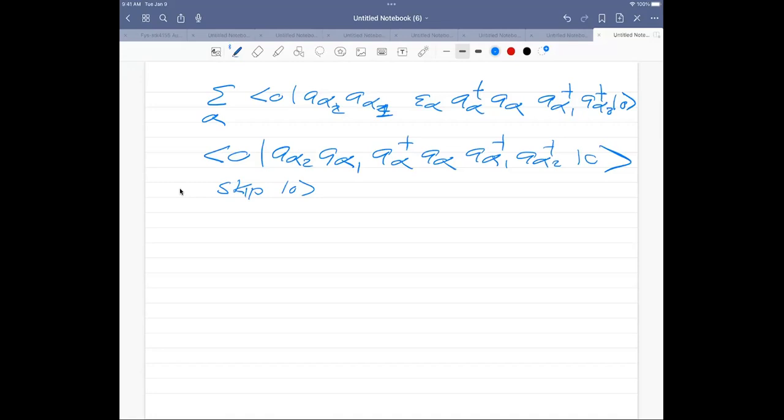So that means that I can now rewrite this expression, A alpha 2, A alpha 1, and then A alpha dagger, and I can rewrite this as a delta alpha 1 alpha minus, and then I have an A alpha 1 of A alpha, and this is now acting on A alpha 2 dagger, like that. Does that sound okay?